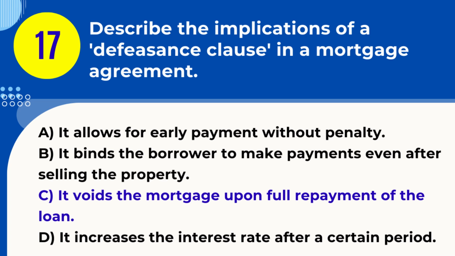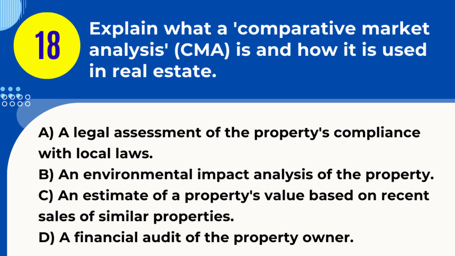Answer: C. It voids the mortgage upon full repayment of the loan. Explanation: a defeasance clause in a mortgage states that the lien is voided once the borrower has paid off the loan in full. Question 18. Explain what a comparative market analysis, CMA, is and how it is used in real estate.